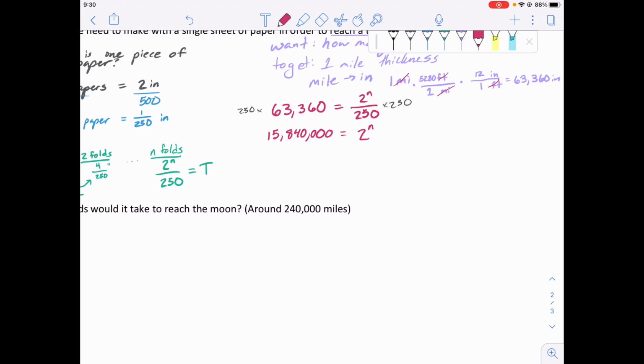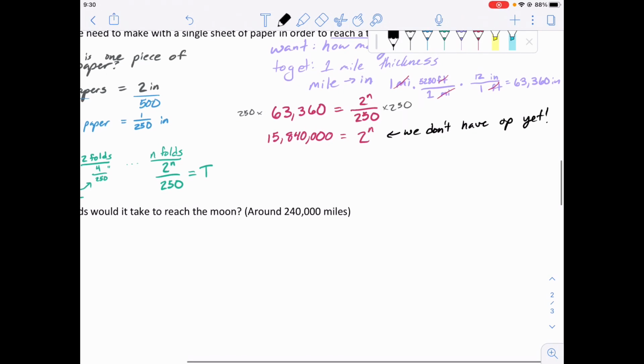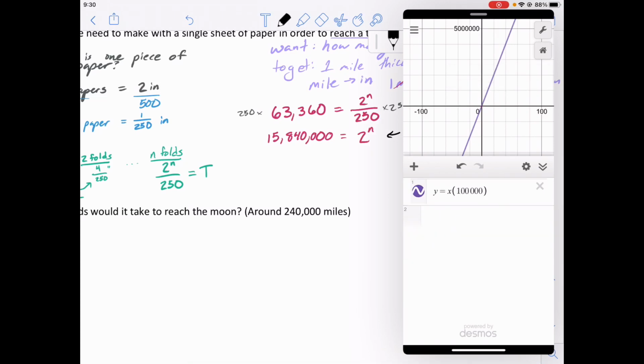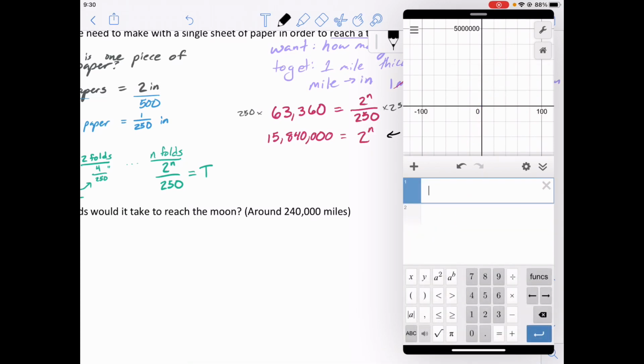2 to the n. Now, how do we get rid of this 2? The answer is we don't know. We don't have an operation to undo this yet. We will actually learn it this unit, but we cannot actually do this. So what we can do, though, is use Desmos and our trusty table. So let's put this in. I'm actually going to put in 2 to the x.